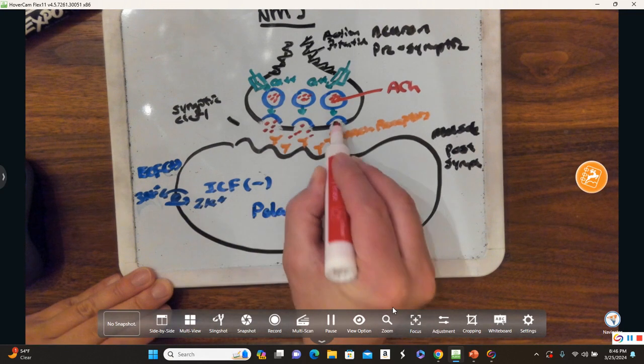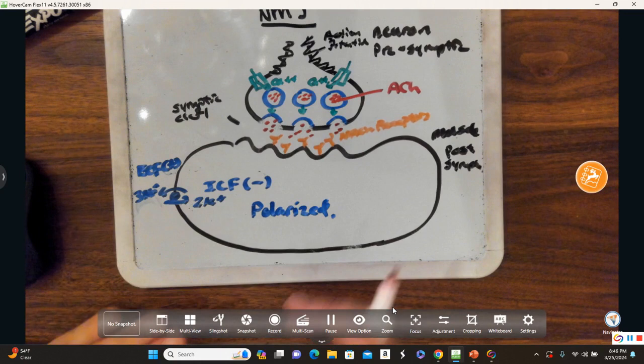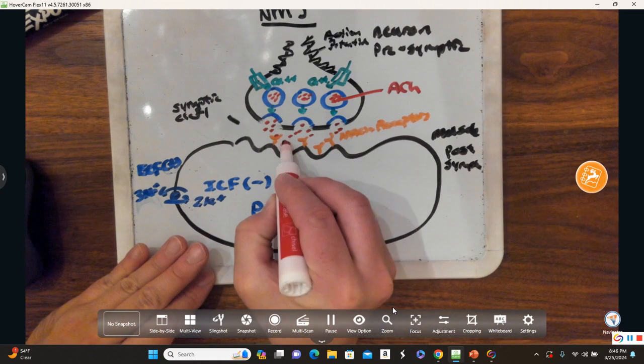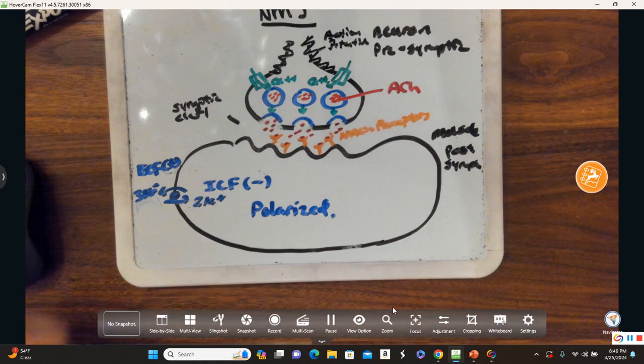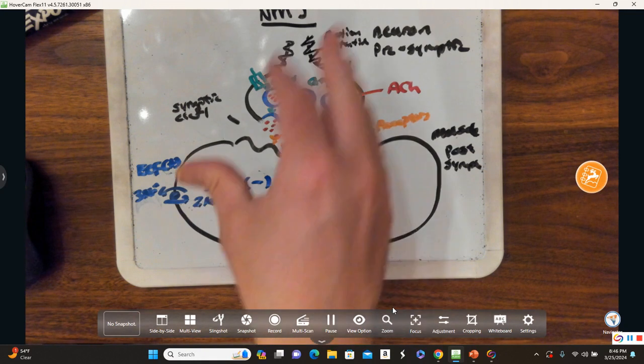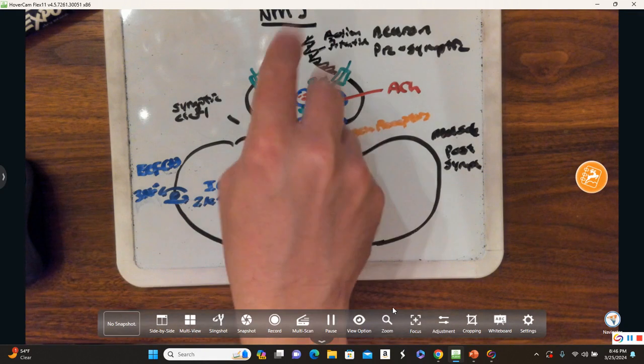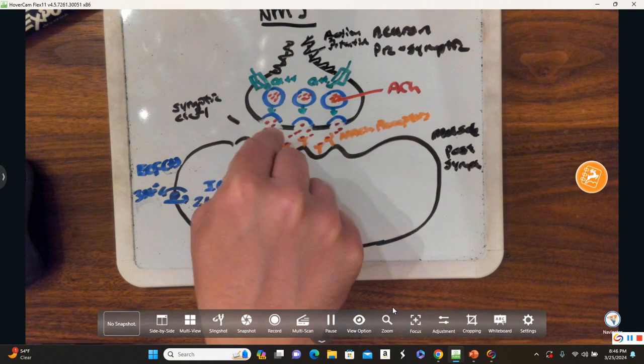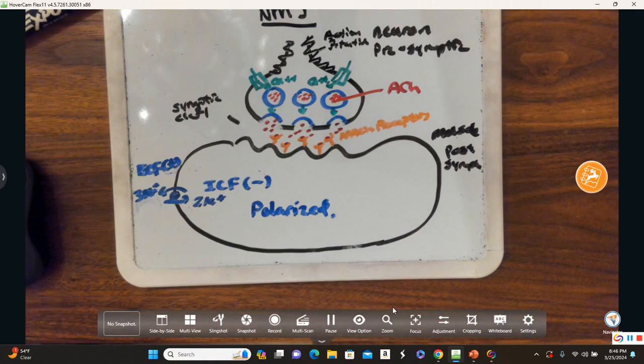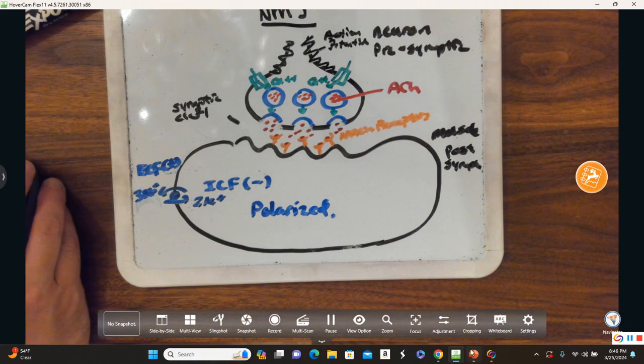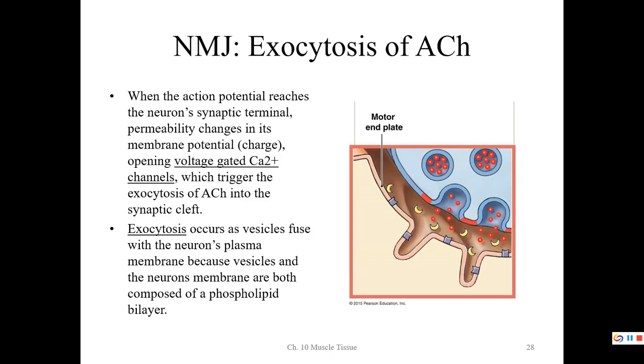So acetylcholine will dump out into the synaptic cleft, and it'll cross it, and it'll bind to these receptors. So the ACh is released by exocytosis. Now, be able to put these events into order: action potential arrives, voltage-gated calcium channels open, exocytosis of acetylcholine. Be able to put that in order. That will probably be a test question. Exocytosis happens. Why? The vesicles are made of the same stuff as the cell membrane, phospholipid bilayer.